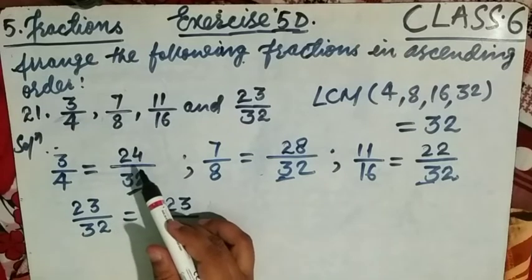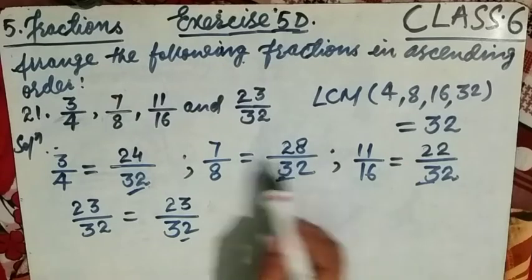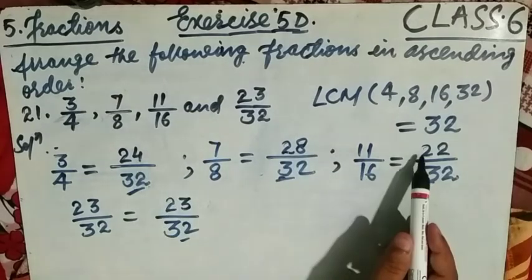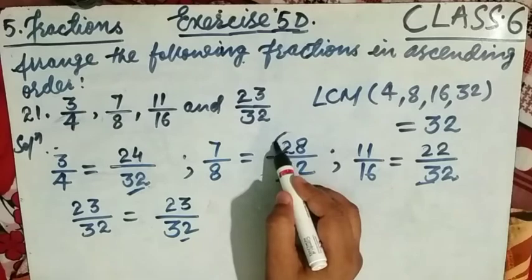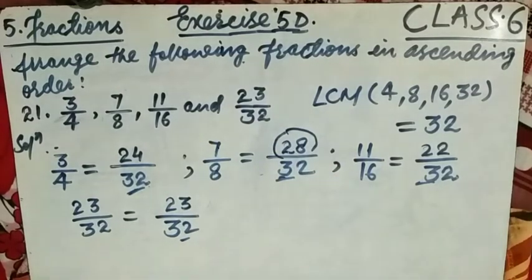The greater numerator is called the greater fraction. Here the greater numerators are 24, 28, 22. Yes, the greatest numerator is 28. So that means 7 by 8 is the greatest fraction among these.